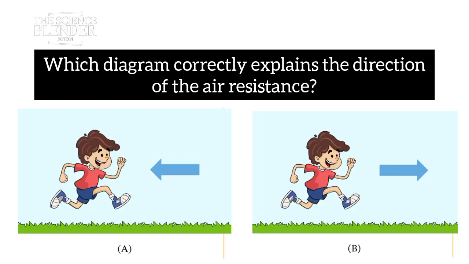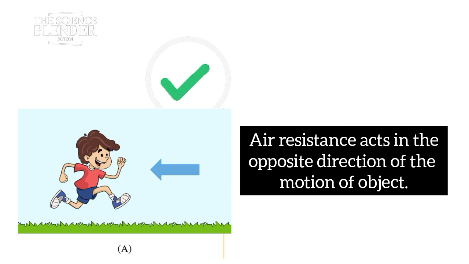Let me ask you a question. Which diagram correctly explains the direction of the air resistance? What do you think? Yes, picture A, because the air resistance acts in the opposite direction of the moving object.